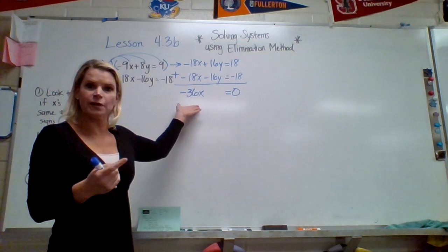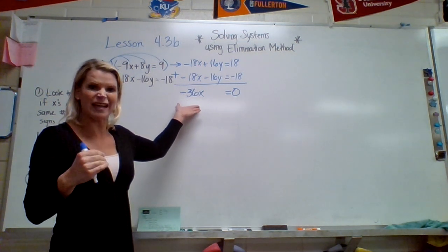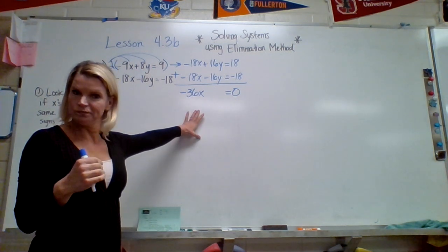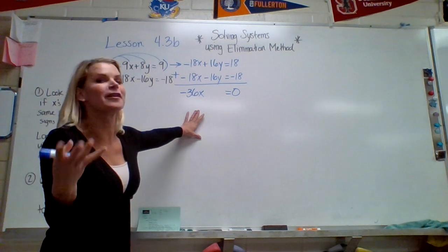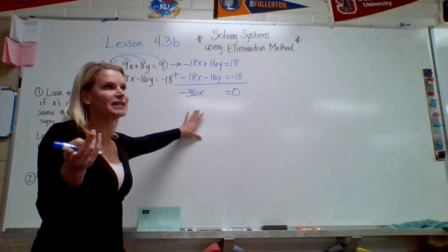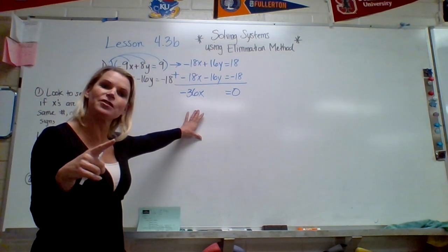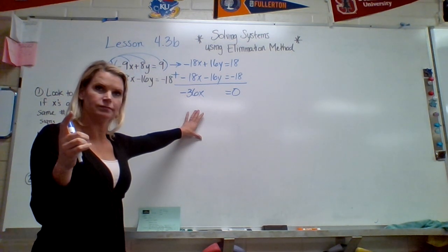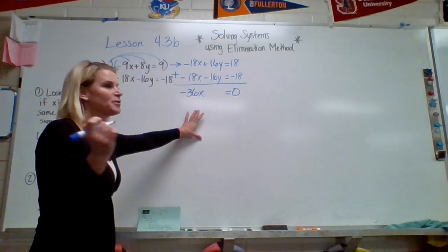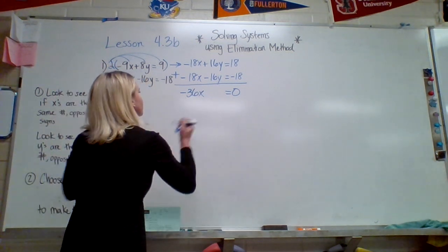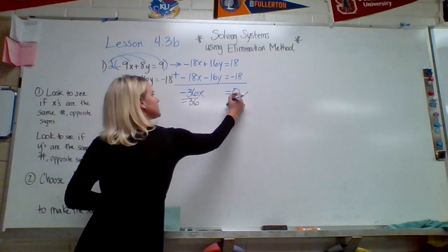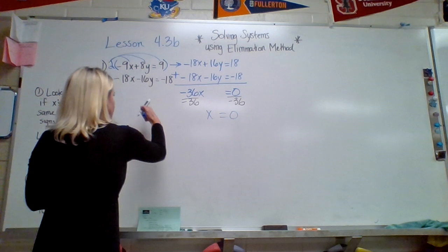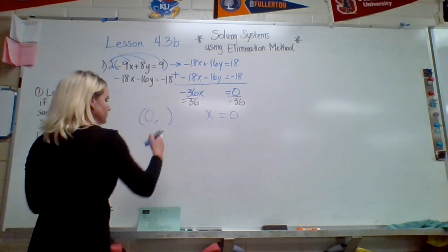So negative 36, what are you going to do to get it gone, canceled out? It's multiplied by x, so I hope you're saying it out loud as I'm waiting for you. I want the negative 36 to be canceled. I want to move it to the other side. I want x to be isolated. So I'm going to do, I hope you said divide both sides by negative 36. So divide by negative 36, x equals 0. So I'm halfway done with my ordered pair.